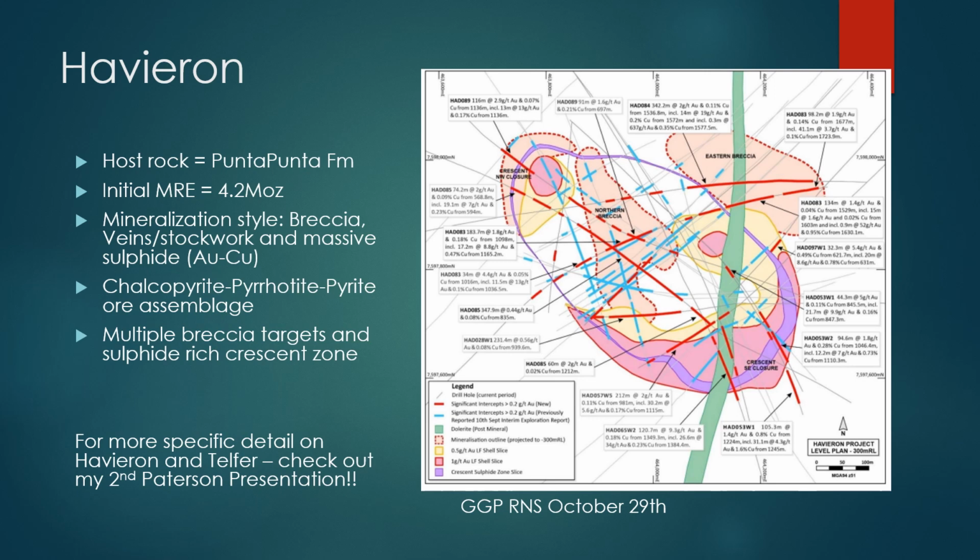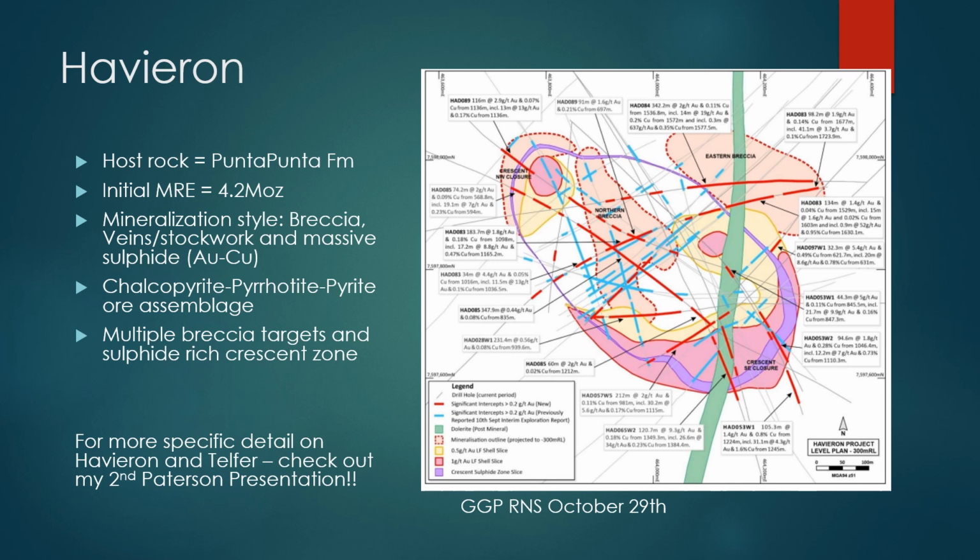An initial mineral resource estimate at 4.2 million ounces that I believe will most likely grow over the year, since it was based mainly on the South Crescent Zone and part of the Northern Breccia. We didn't include the eastern breccia or the northwest crescent, which, if added, will likely increase this.